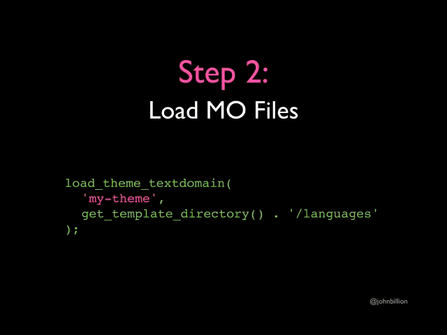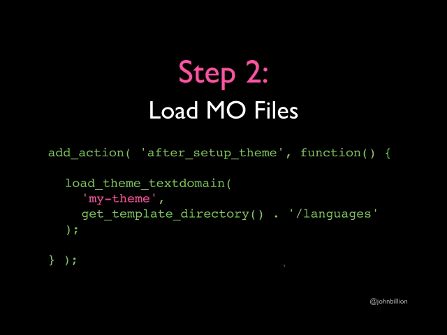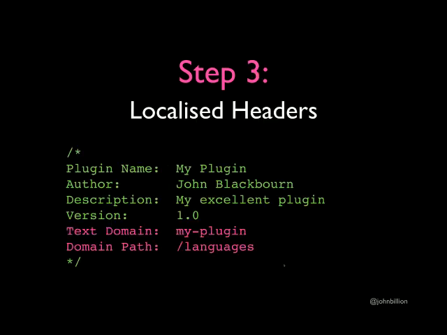It's pretty much the same for themes, except the function is called load theme text domain. You pass it your text domain parameter, and you pass it the path to the languages directory inside your theme. This one should go on the after setup theme hook. And that means when WordPress loads and your user is using it in a language other than English, WordPress knows where to find the translations for your plugin or theme. It knows which directory to look in for the Mo files.